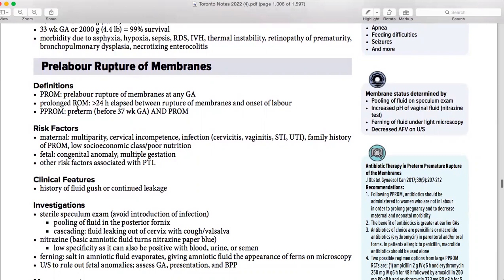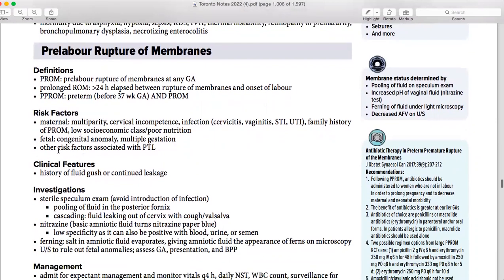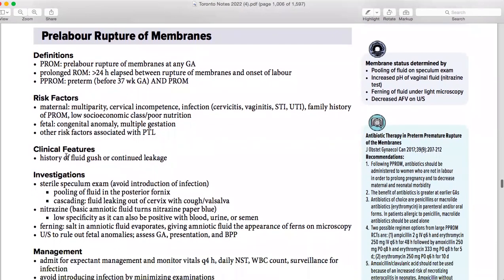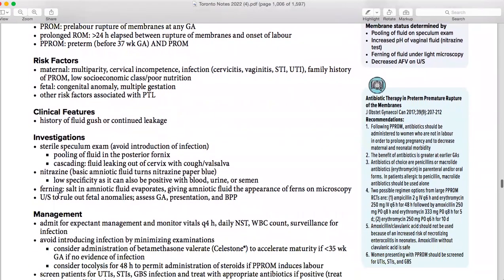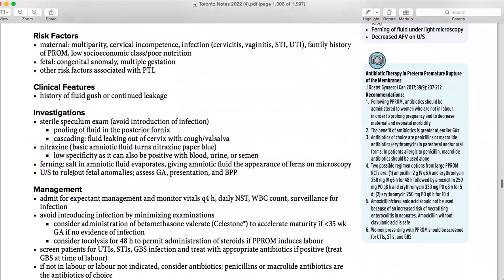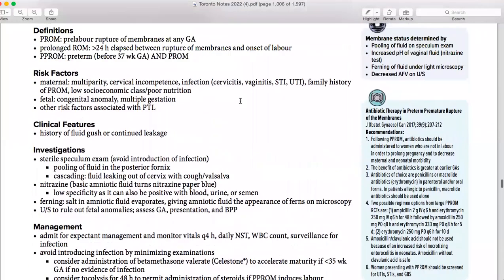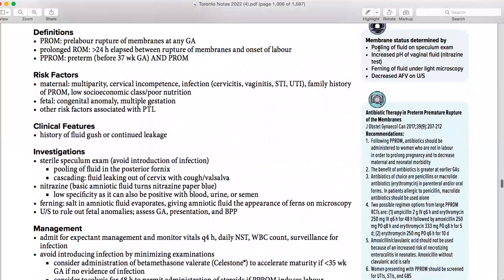What is this, and what is this one? And then risk factors are the same for all of them. Then the clinical features, investigation you need to do: nitrazine test is done, ferning is used, and then ultrasound. These are the three things you find out when the membrane status is determined. If you know these things, either one of them will be mentioned in the MCQs or scenario.